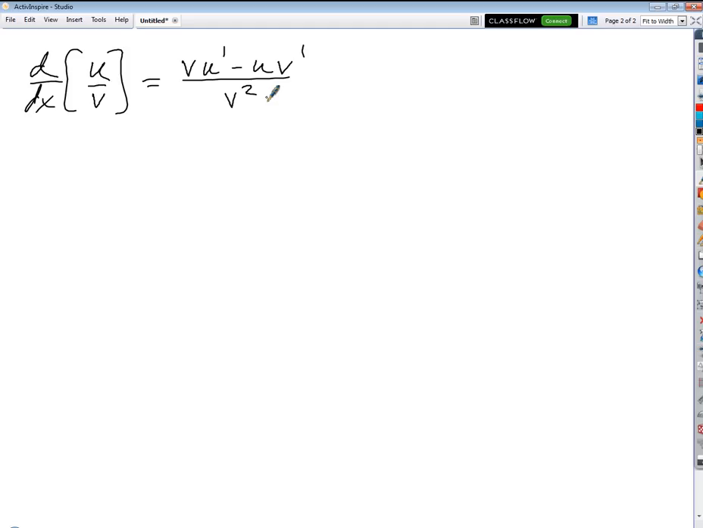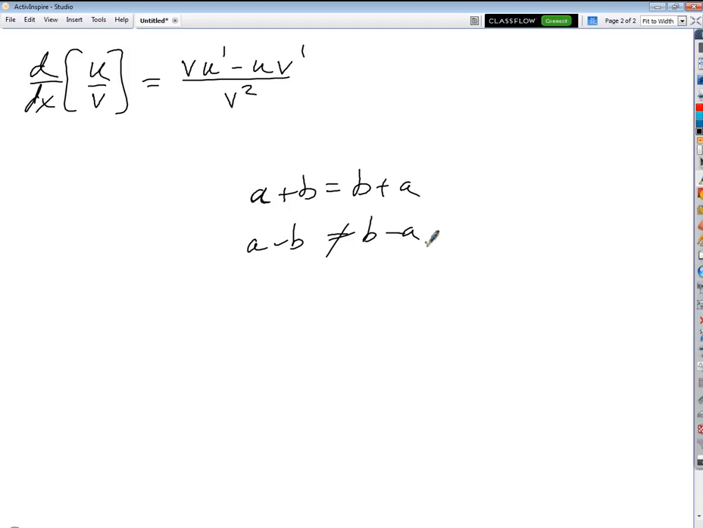Right at the very end of class yesterday, you might remember I mentioned that the quotient rule, you have to be a little more careful with it because of that minus sign. We know that addition is commutative and associative, but subtraction is not. A plus B equals B plus A, but A minus B does not equal B minus A. So you have to remember the order very specifically.